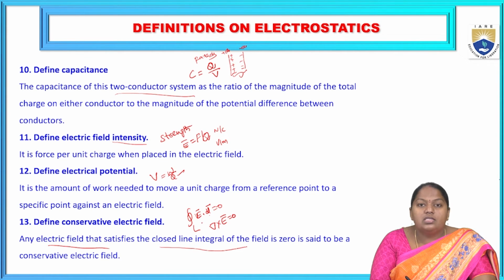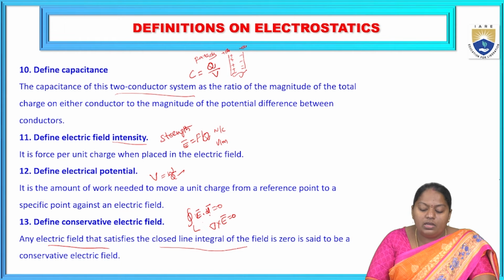The field component is the electric field intensity E bar, and dl is the differential length. That is given by the closed line integral over L of E dot dl equal to 0, then it is said to be a conservative electric field. Right? So this is the integral form.